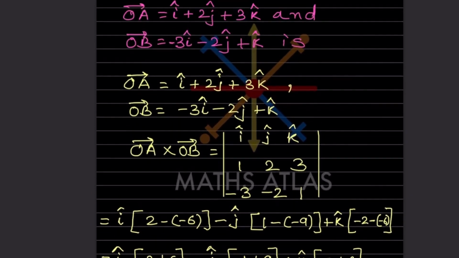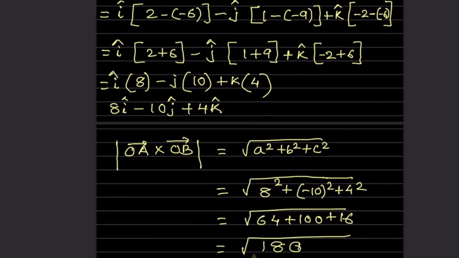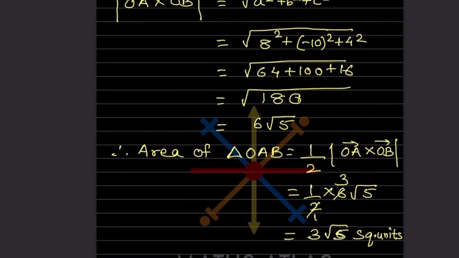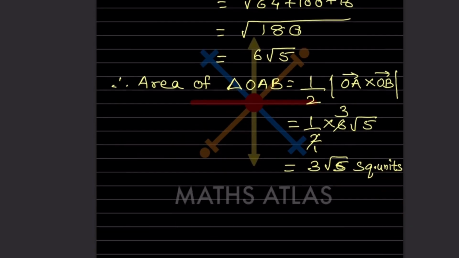So now what did they ask here? They asked the area of the triangle. So the area of the triangle, this is OAB, the formula is half into OA into OB. So you know that now half OA into OB, what did you get here? This you got it 6 root 5. So you will write here 6 root 5. So 2 ones are, 2 threes are. So the answer is 3 root 5 square units. Writing the square units is very important. Otherwise the half mark will be deducted.